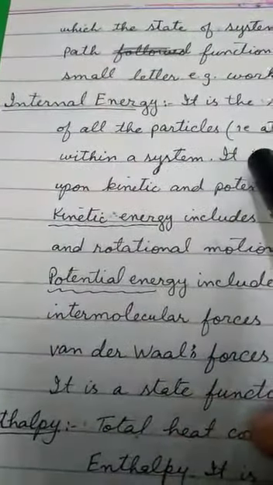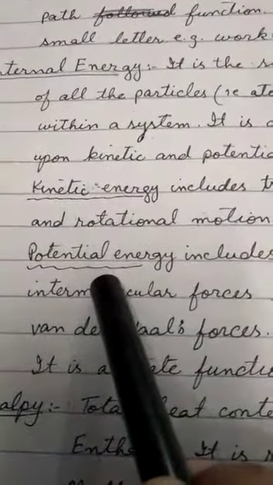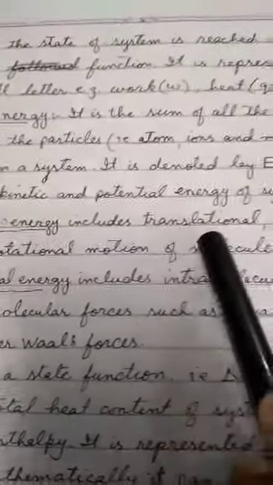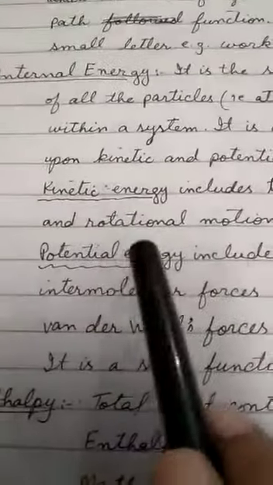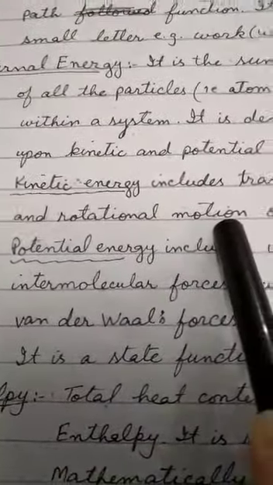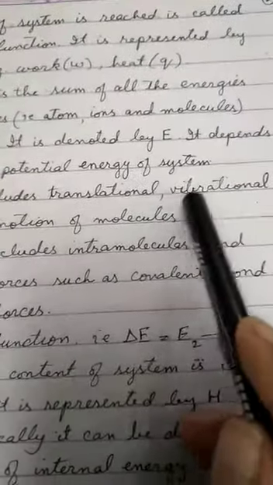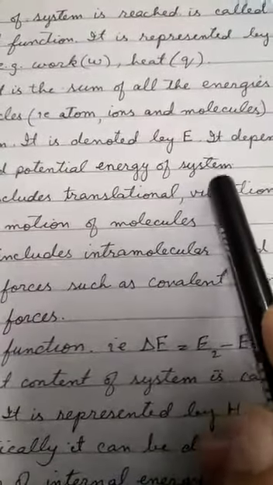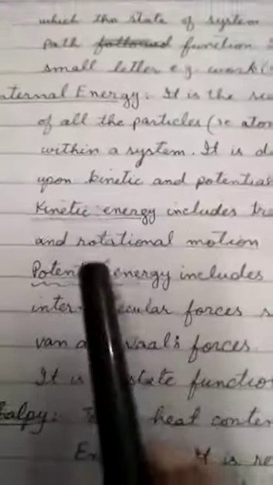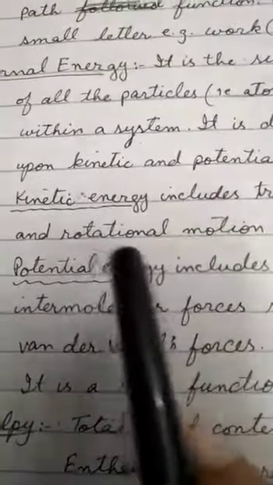Internal energy is generally of two types, kinetic energy and potential energy. Kinetic energy includes translational, vibrational and rotational motion. Translational means straight line motion. Vibrational means to and fro motion, such type of motion, just vibrate. And rotational means moving in a circular form, that is known as rotational motion.